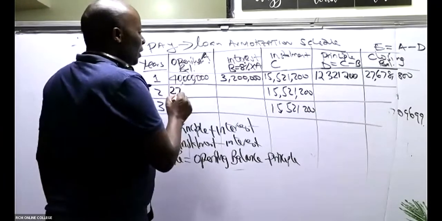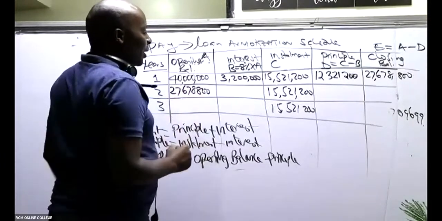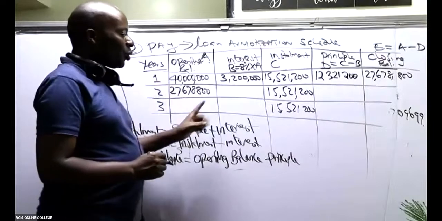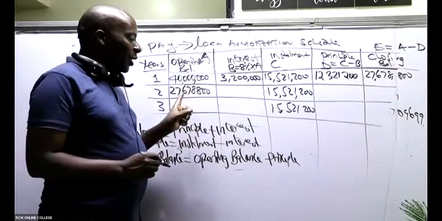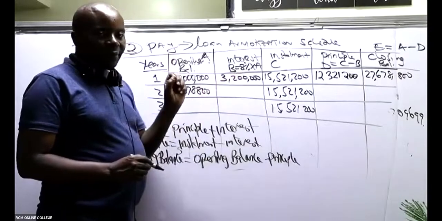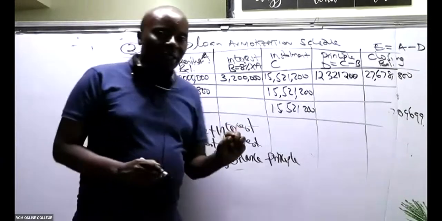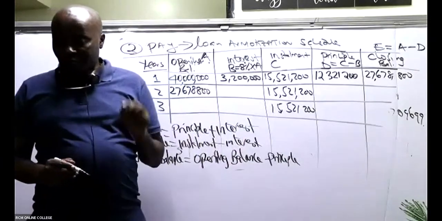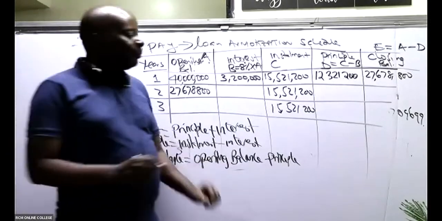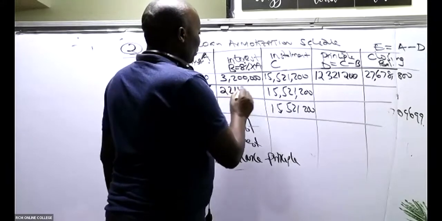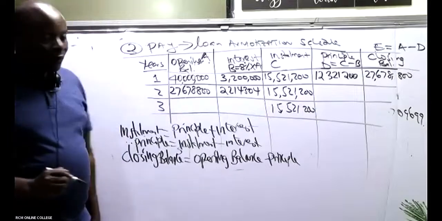So we have here 27,678,800. Now this is the amount that we shall use to charge you year 2's interest. So you take this one times 8%, because interest will always be levied on the opening balance. Thank you very much, Bivlin. So we get 2,214,304.